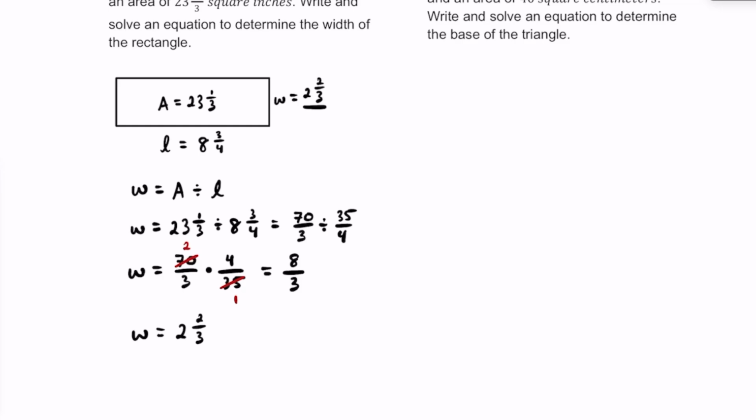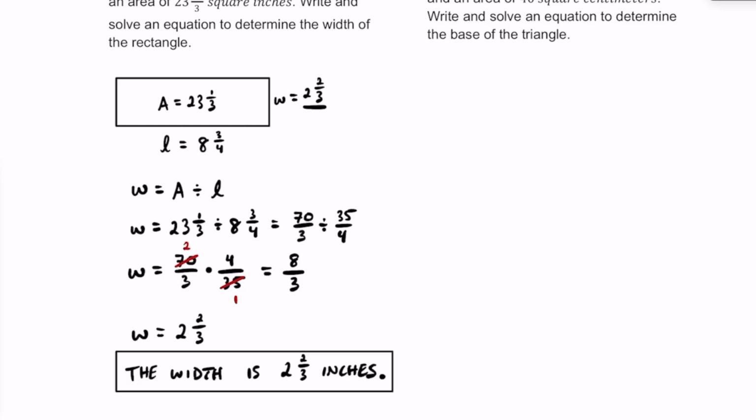But then to kind of summarize this, we can say that the width of this rectangle must be 2 2/3 inches long. If you wanted to go ahead and check this, what you could do is take this 8 3/4 and multiply it by this 2 2/3, and you should be able to verify that it does equal this 23 1/3. So that'd be a great way to check to see if your division was correct, or to see if the width was correct for this rectangle.